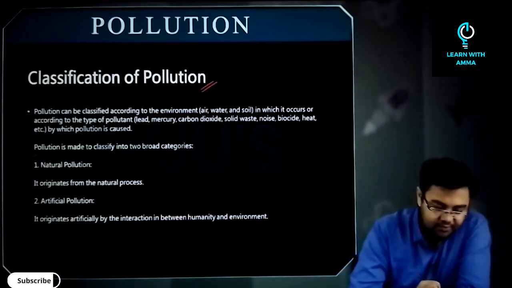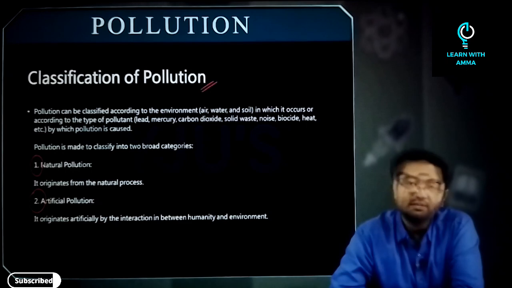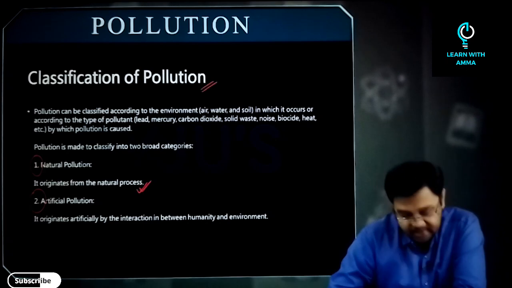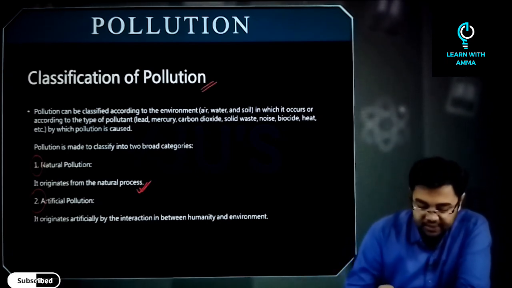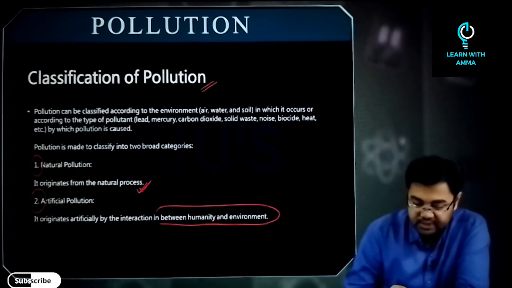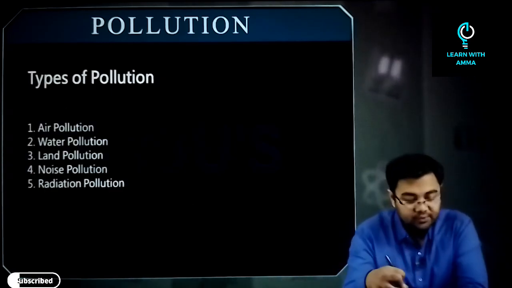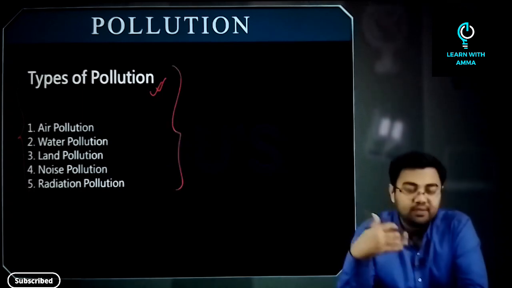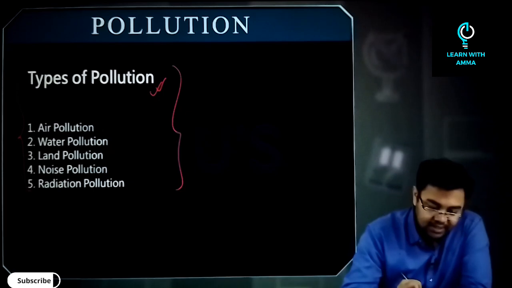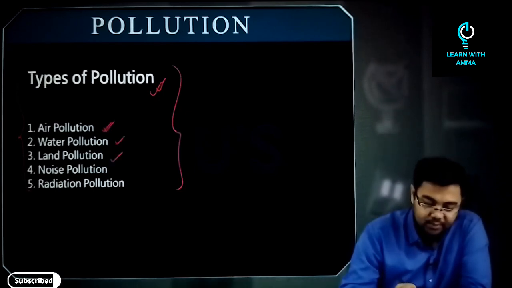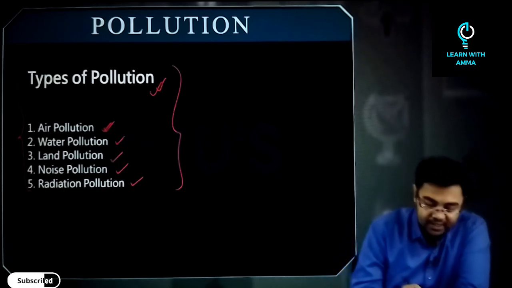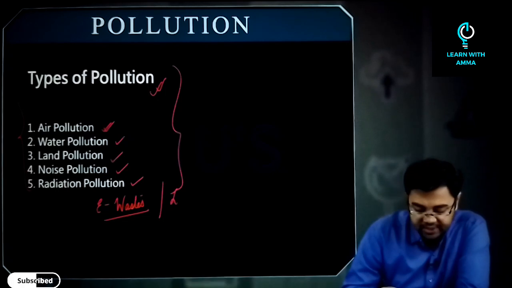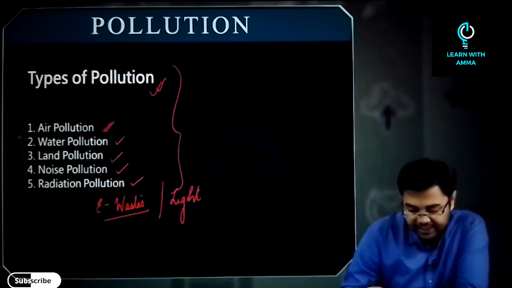So classification here we have done on two bases, one which is natural, one which is artificial. Natural is something that originates from natural processes, and artificial originates artificially by the interaction between humans and the environment. What are the different types of pollution? This is the major focus that we will have in this particular unit. One by one we'll discuss all these, starting with air pollution, then water pollution, land pollution, noise pollution, and radioactive pollution. We will also discuss e-wastes, and in small detail, we'll also look at light pollution.